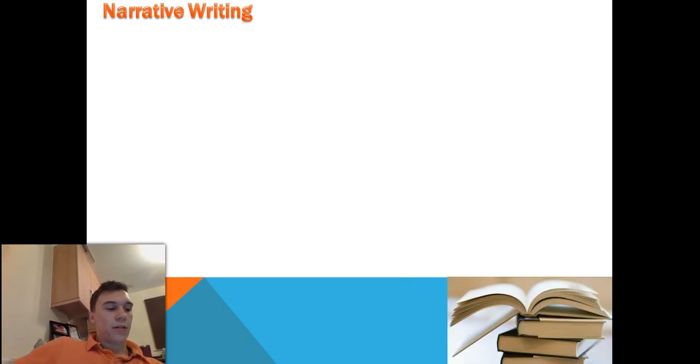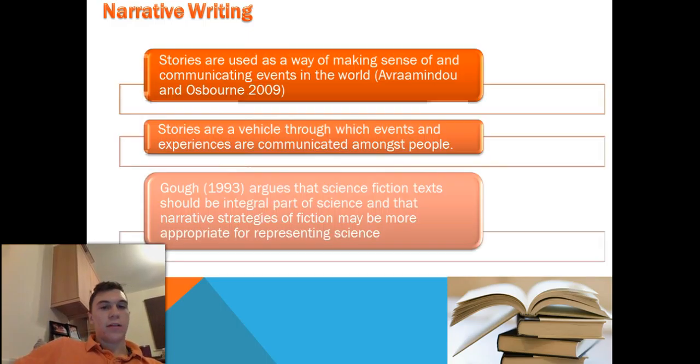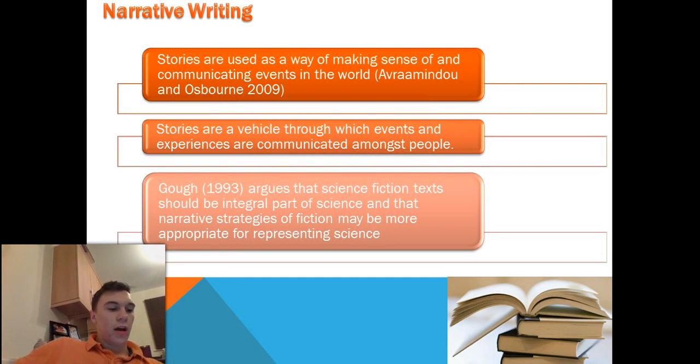The role of narrative in science. Our lives are told and represented through narratives. Stories are a way of making sense of and communicating events in the world. Stories are a vehicle through which events and experiences are communicated amongst people. Therefore, Goff argues that science fiction text should be an integral part of science and that narrative strategies of fiction may be more appropriate for representing science than textual practices that have mainly dominated science today.